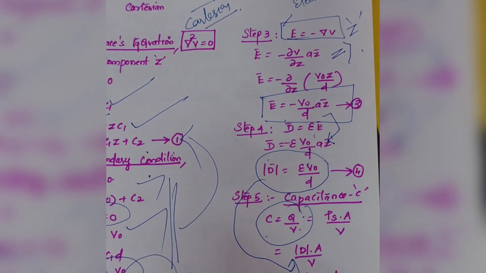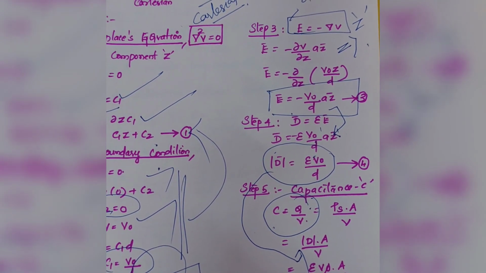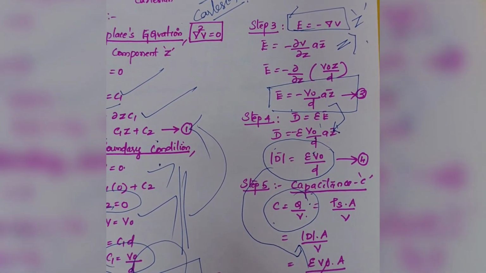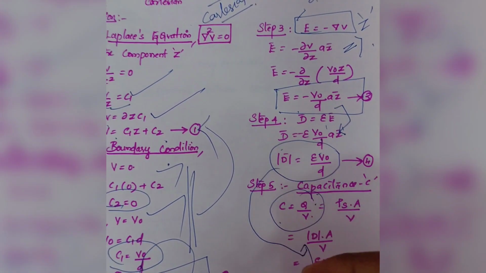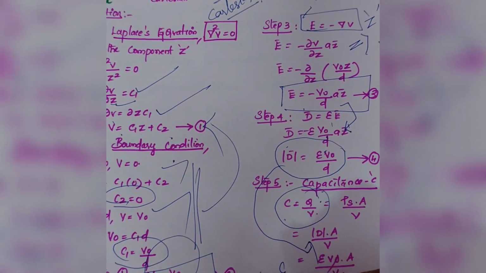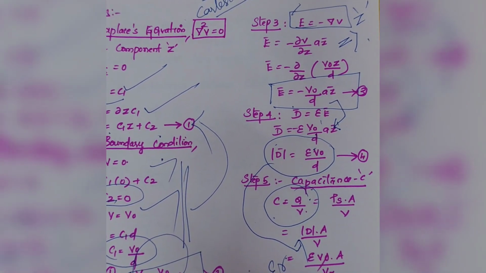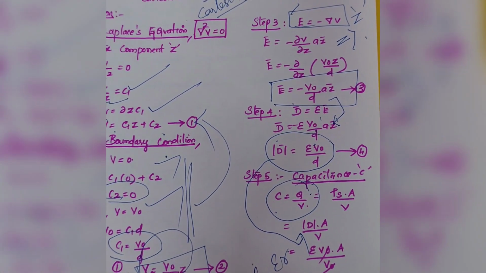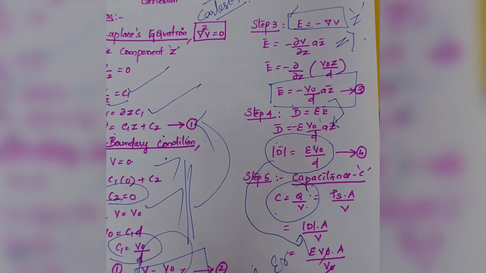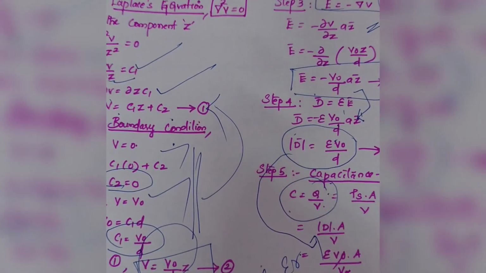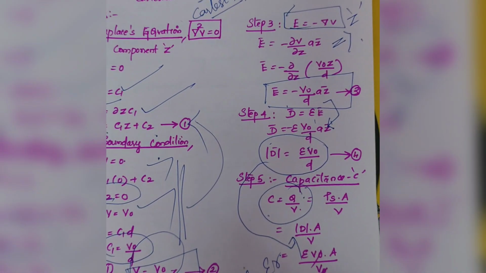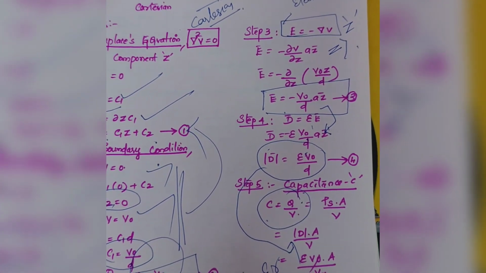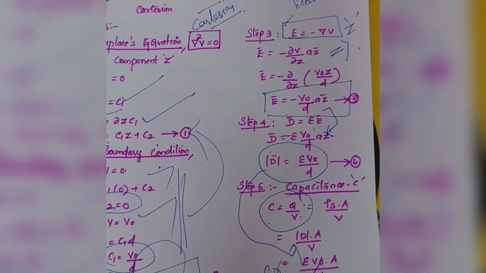You will get epsilon V naught into A divided by V. V becomes V naught, where V naught cancels. You will get epsilon into A. This epsilon can be written as epsilon naught into epsilon r. What is this epsilon? Permittivity. What is epsilon naught? Permittivity in free space, 8.854 into 10 to the power of minus 12. What is epsilon r? The value equal to 1. Based on the substitution, you get the C value epsilon naught, epsilon r A divided by d.